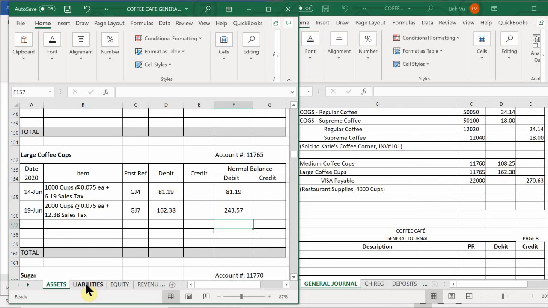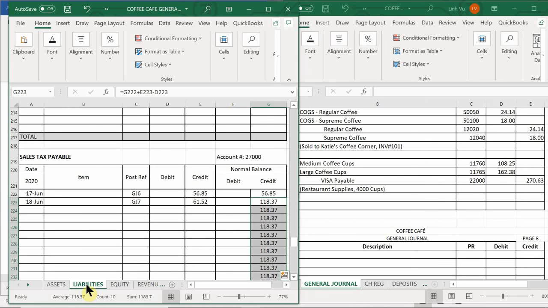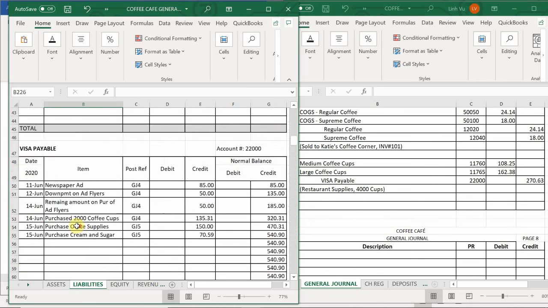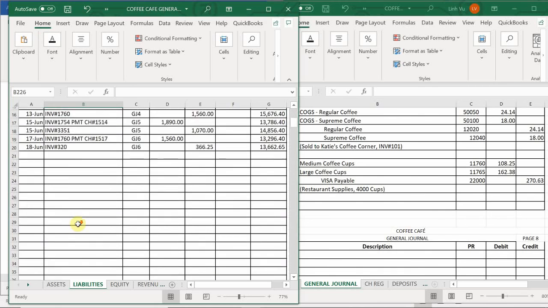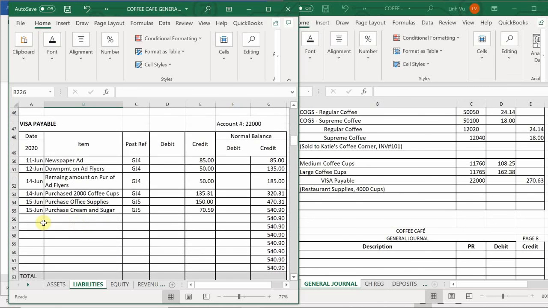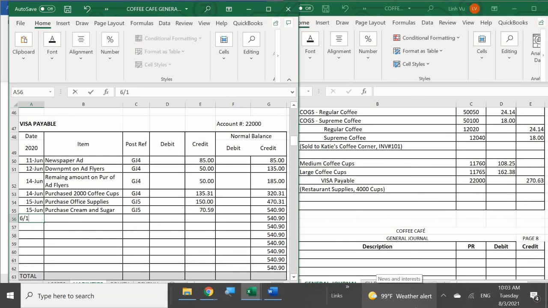Right. I will go to the liability section and I'll print my Visa payable. Good. So we're going to liabilities and we're going to find our Visa payable, which is at the top. So there we go. It is now June 19. And what did we do here? Why did we use our credit card? This 4,000 coffee cups, I think.